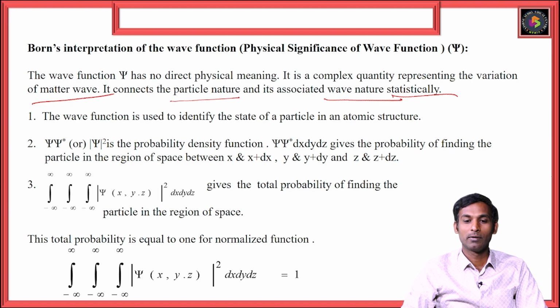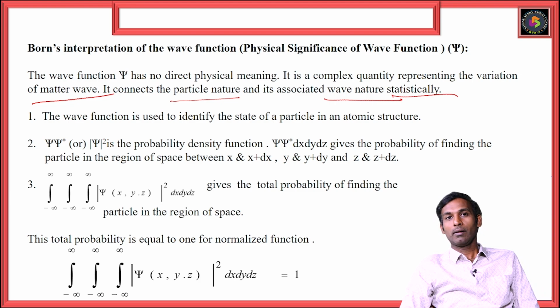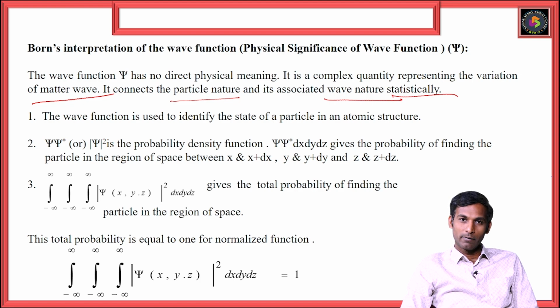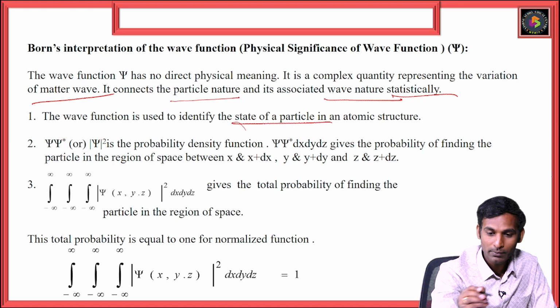Wave nature: a wave is represented by wavelength, frequency, amplitude and space. These four are important. A wave is represented by frequency, wavelength, phase and amplitude. So what is the significance of the wave function?